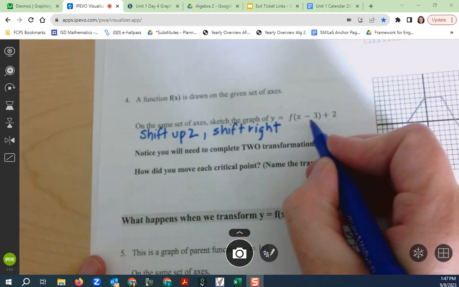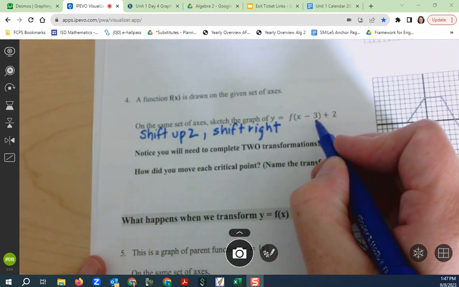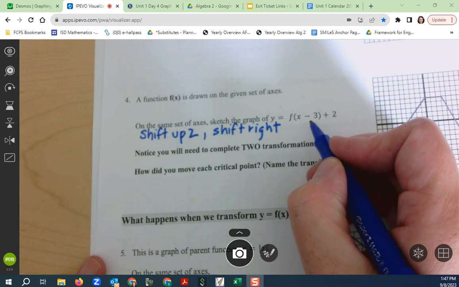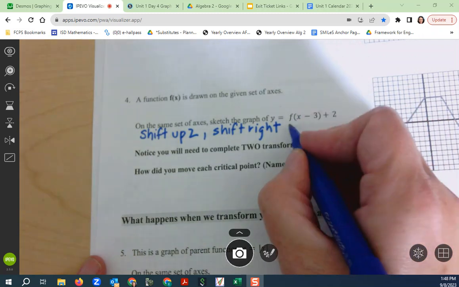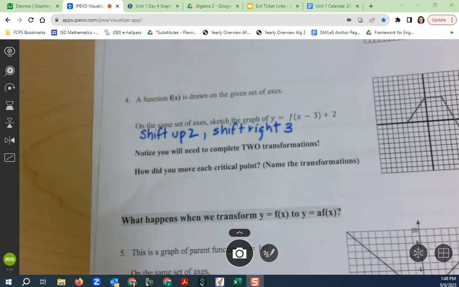How many? Are we looking at the same thing? Oh, on the previous page it was 4. This one is what? 3. Okay. Up 2, right 3. Now, each point has to do both those things. So don't stop after shifting up 2 and make a point. Don't do that. You've got to do both those directions and then make a point.